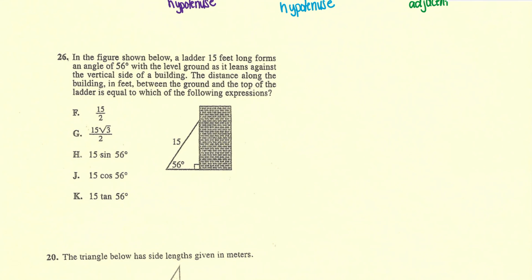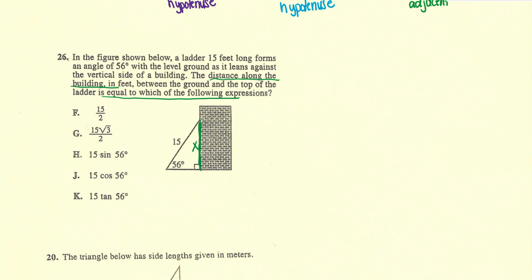Okay, let's look at 26. In the figure below, a ladder 15 feet long forms an angle of 56 degrees with the level ground as it leans against the vertical side of a building. The distance along the building is equal to which of the following expressions? They want this distance along the building.